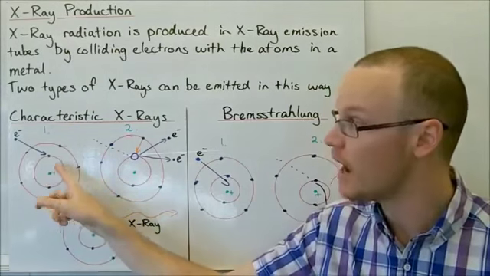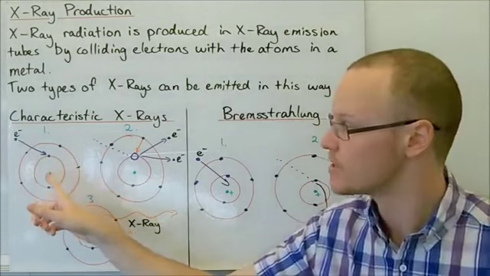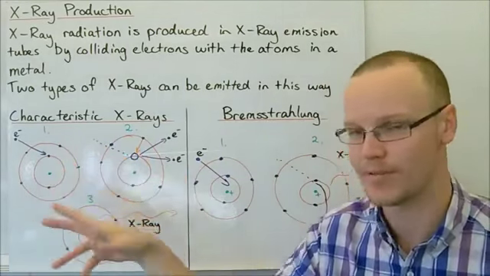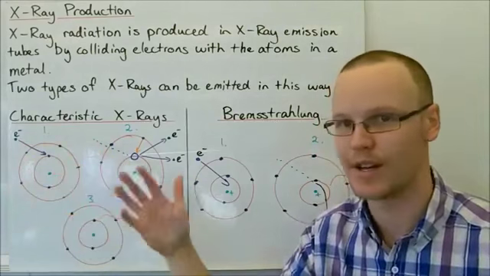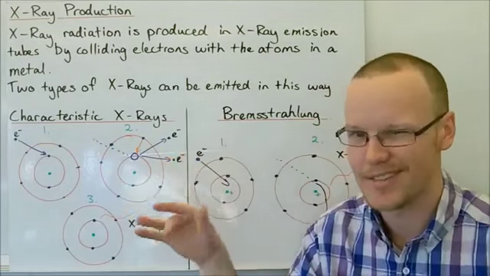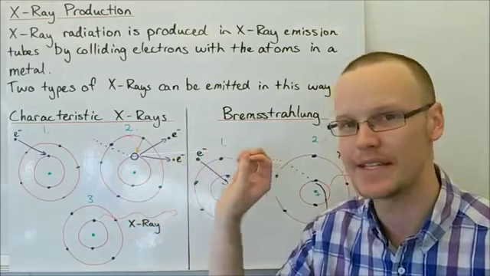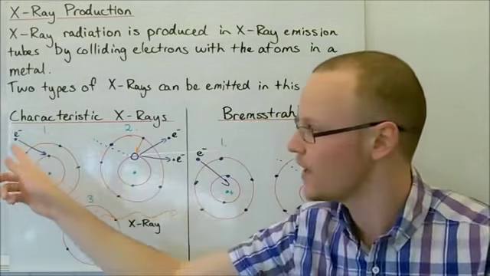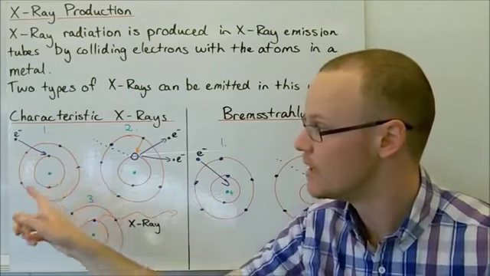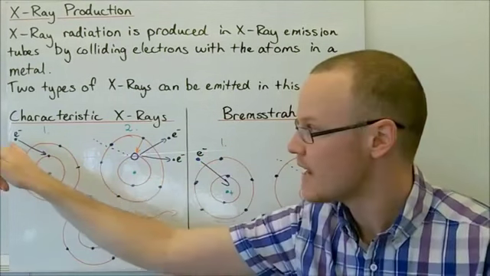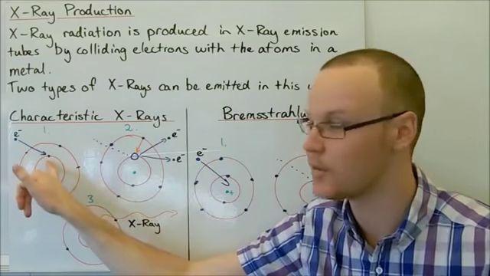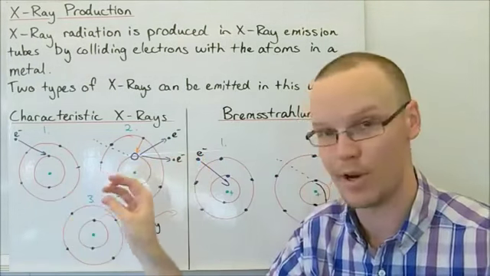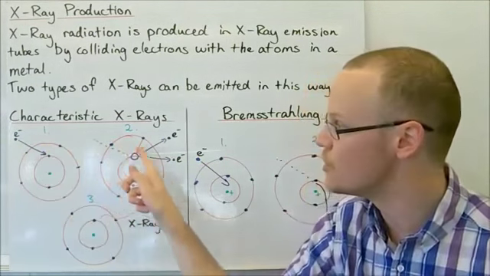So here we've got the atoms in the target metal, the atom with the electrons orbiting in shells. It's not what it looks like really, but this is a good enough approximation to demonstrate how these X-rays are emitted. So an incoming electron, fired at the atoms in the metal, comes in and knocks out an electron in one of the lower shells, a lower energy level, at a lower quantum state.